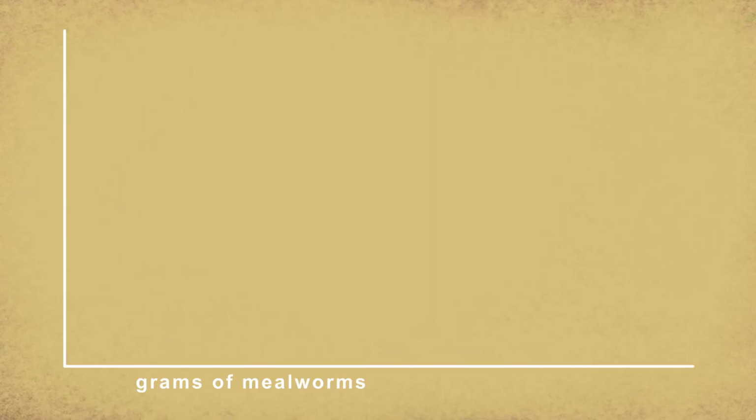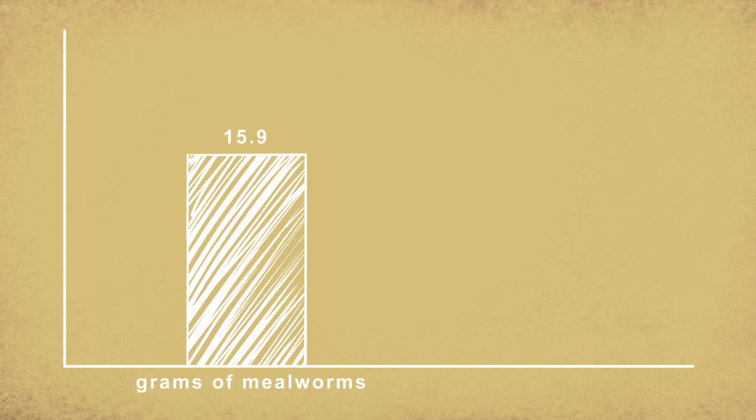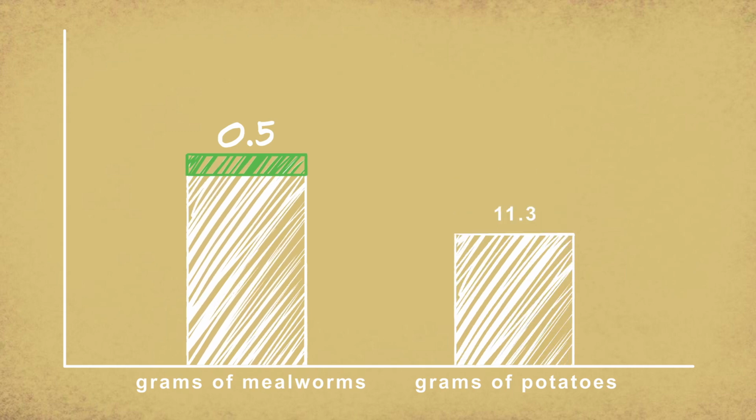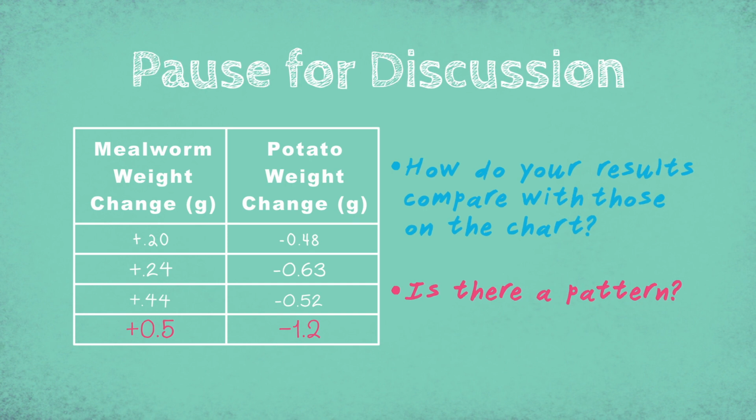And here are our mass changes. We started with 15.4 grams of mealworms, and now we're up to 15.9 grams. That's a gain of 0.5 grams. And the potato went down from 12.5 to 11.3 grams. That's a loss of 1.2 grams. And our data are right in line with the data from another classroom. These are our data, but you have data too. How do your results compare with those on the chart? Is there a pattern? Pause the video and discuss.